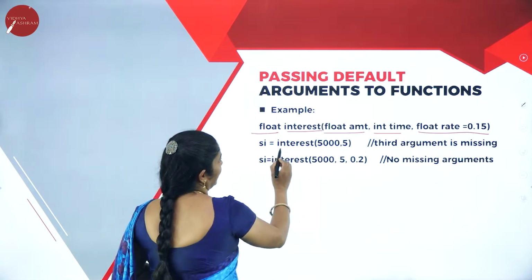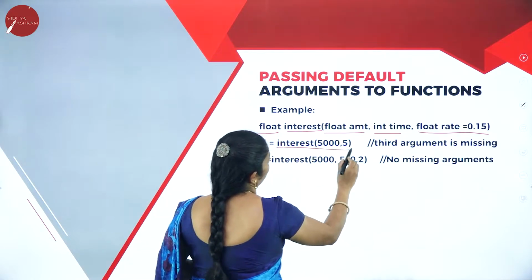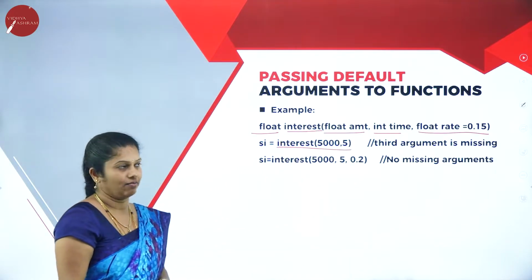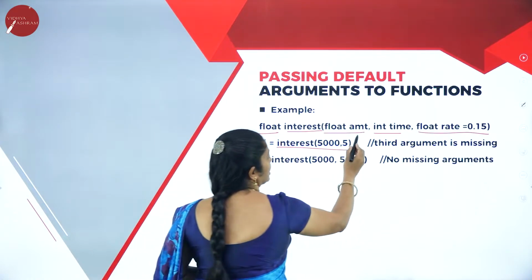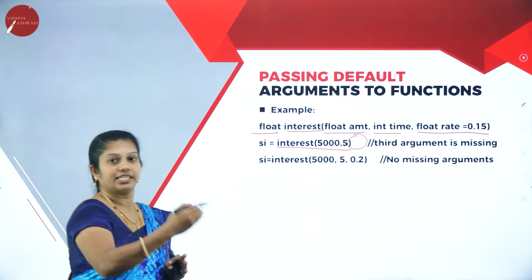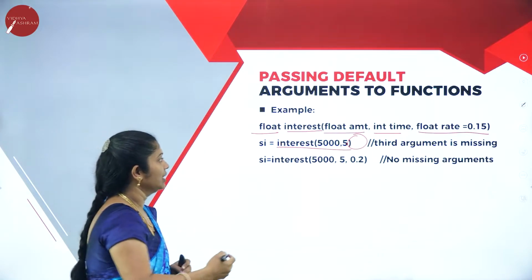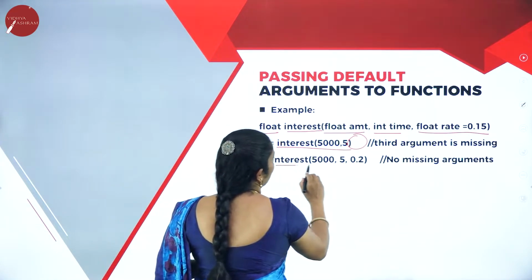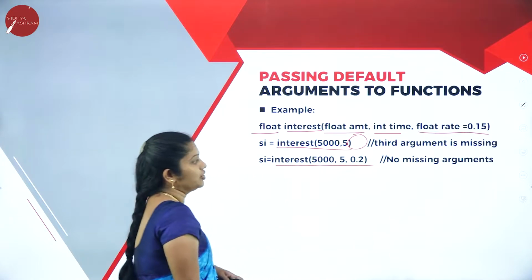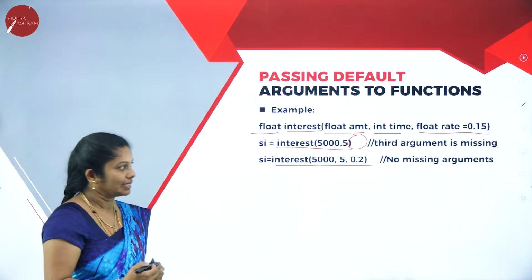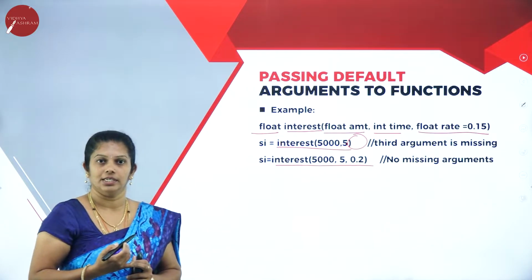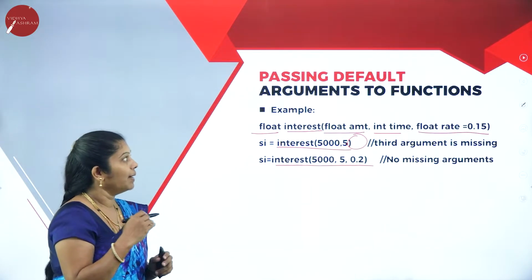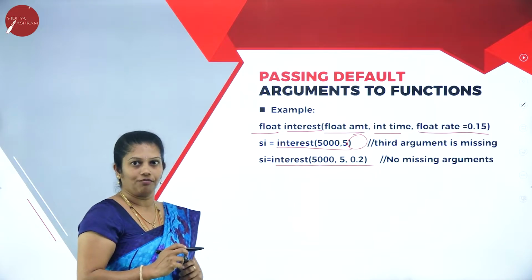Then simple interest equals interest(5000, 5) we have given. Then the compiler, for the third variable, whose value we have not assigned, will take the value by itself. Then simple interest equals interest(5000, 5, 0.2), so for the missing variable it will take the default value here. This is regarding passing default arguments to the function.